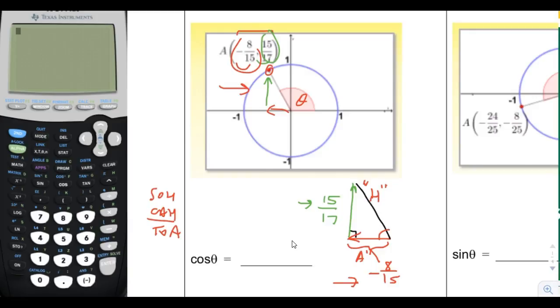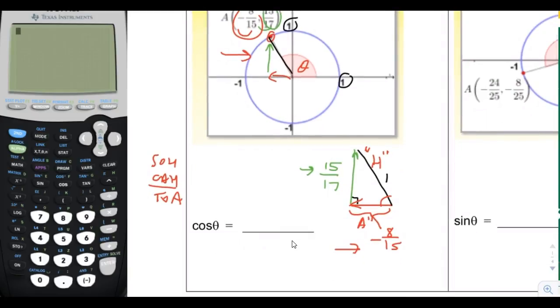Do we know the length of the hypotenuse? Well, actually we do. Look, this is a unit circle. So that means that any radius, including that one, is length 1. So the hypotenuse is length 1. Now that we've labeled the adjacent, the opposite, and the hypotenuse, let's figure out what cosine of theta is.